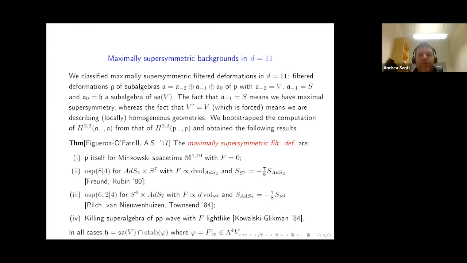You show that filtered deformations are, in this case, completely determined by the first order infinitesimal direction, and you arrive at the following theorem, which is the classification of the maximally supersymmetric backgrounds, but from purely algebraic terms. So we classify the maximally supersymmetric.